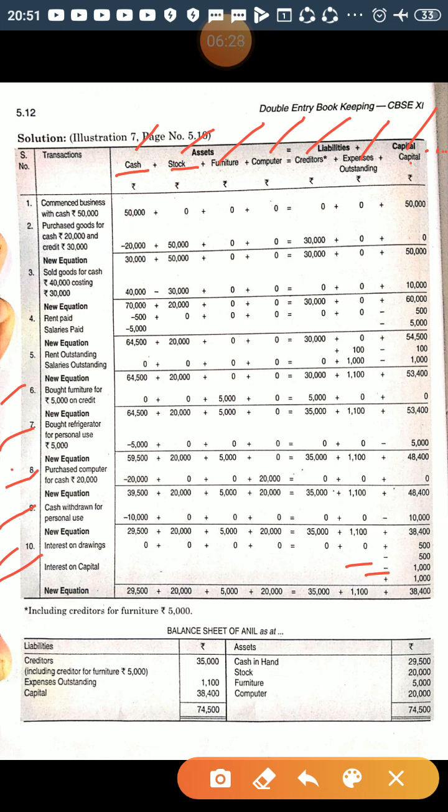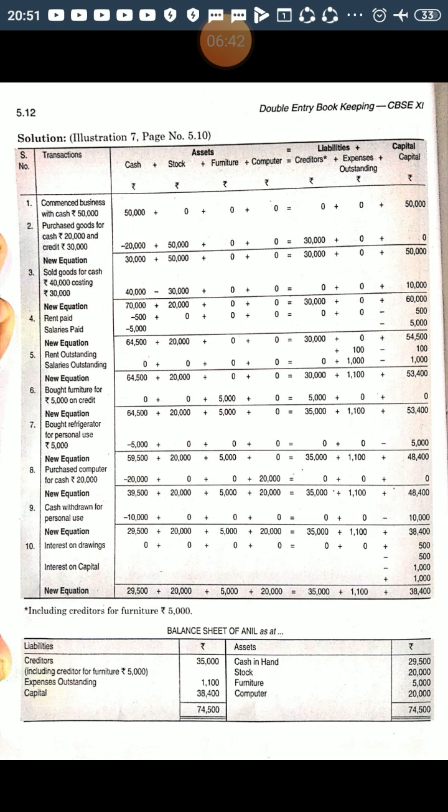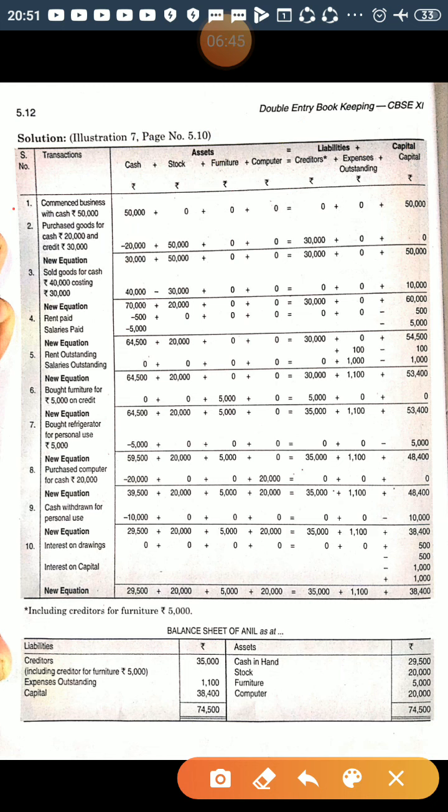So after doing this exercise of reading the transactions, analyzing and recording the names of the assets and liabilities involved, you start making equations. So first transaction, commence business with cash 50,000. So you will write cash 50,000 and capital 50,000. Rest of them 0, so plus 0, 0, 0, 0.